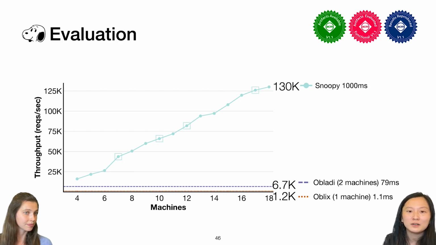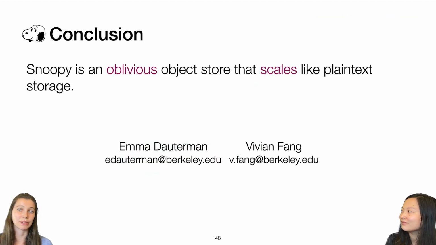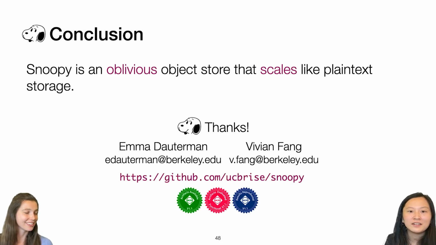These blue boxes show when we add new load balancers instead of sub-ORAMs as we increase the number of machines in our system. And these are the throughput curves for different average latencies. So in conclusion, Snoopy is an oblivious object store that scales like plaintext storage. So we don't need to choose between high throughput and obliviousness. You can find our code and our artifact evaluation at the link below. Thank you.